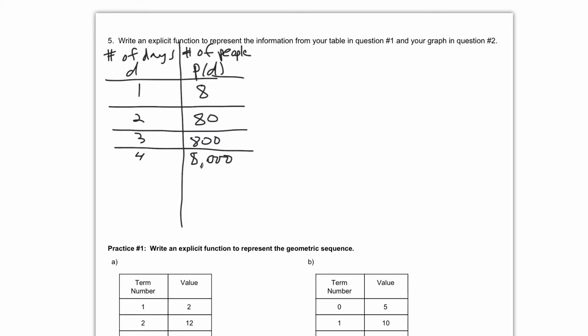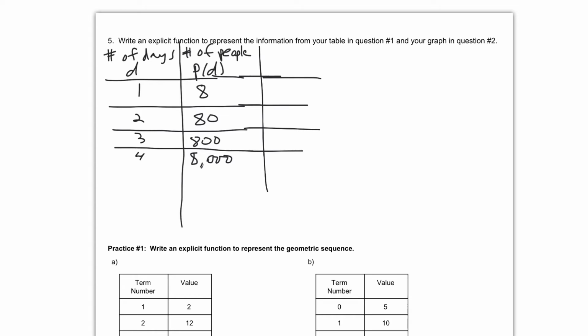Question number 5 asks us to write an explicit function to represent the information from our table in question number 1 and our graph in question number 2. So here we're going to write an explicit function, and we're going to do this very similarly to what we were doing with our arithmetic functions. We said that each time we move from one to the next, we're multiplying by 10. So let's show that multiplication by 10 and compare.